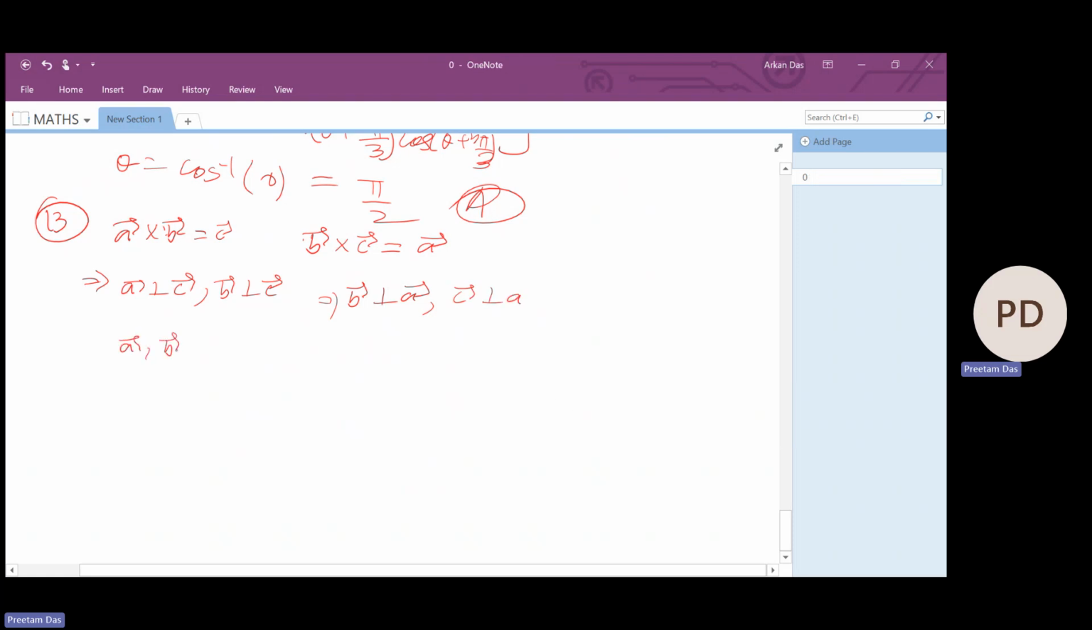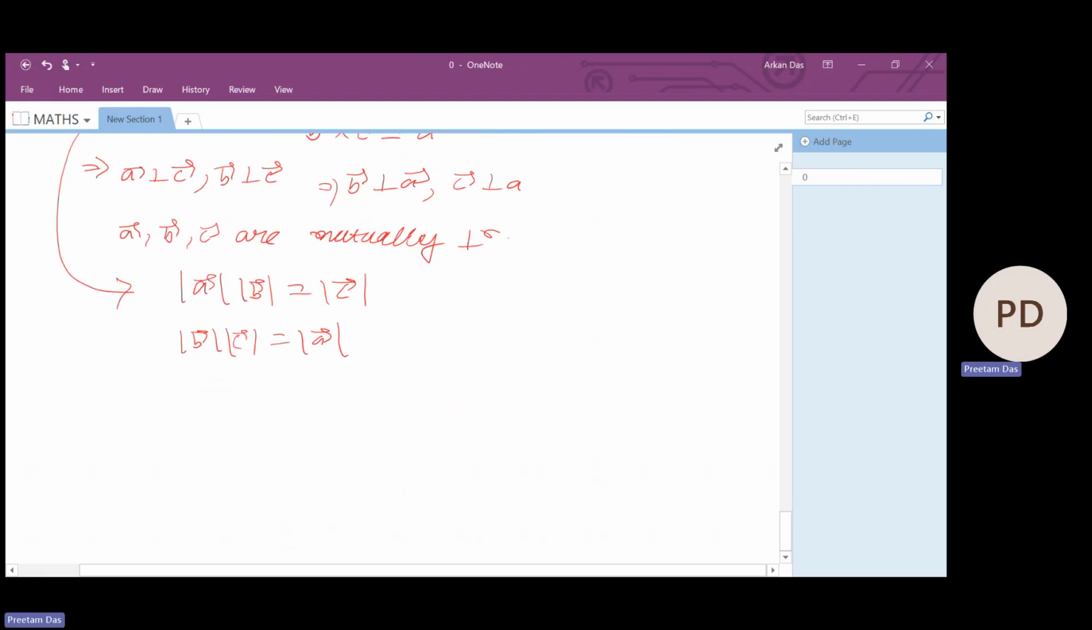So A, B, C are mutually perpendicular. So now in this one, if you take modulus on both sides, then what will you get? You will get mod A, mod B, and then sine theta, but theta is 90, so 1. So equal to mod of C. What will be the next equation that you will get from the other one? Mod B mod C equal to mod A. Now you have to solve these two equations. So simply put this value here.